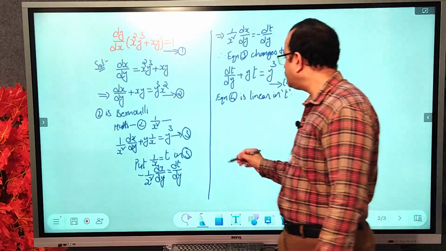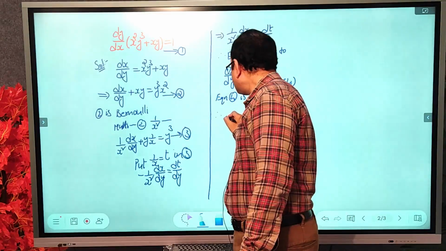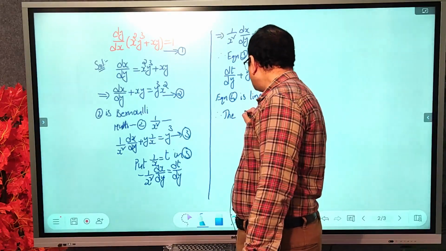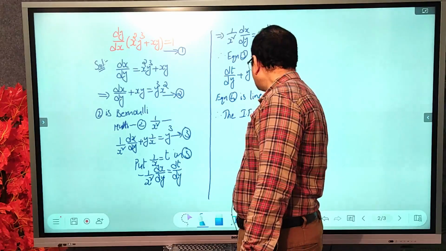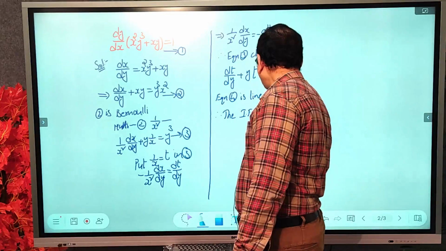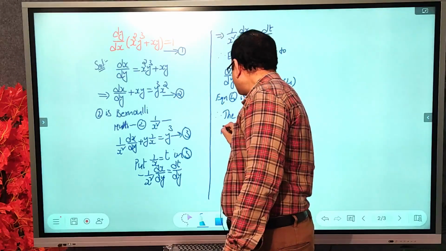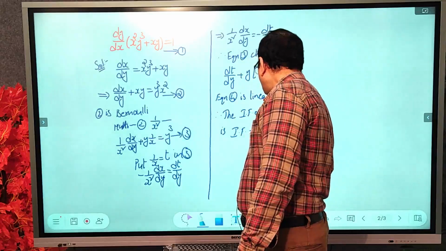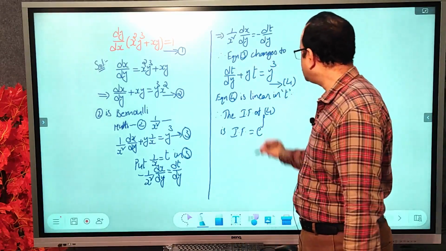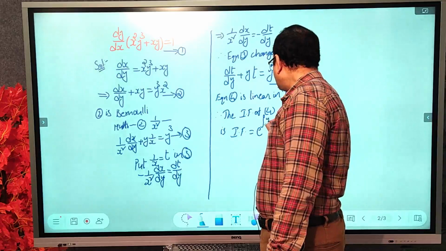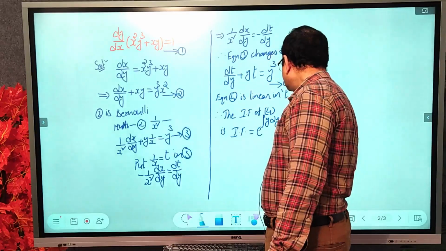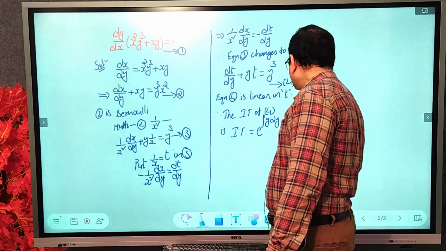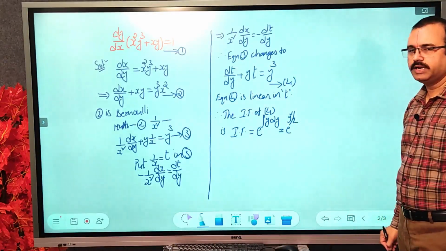So first of all you will take the integrating factor. Once you identify this is linear in t, therefore the integrating factor of equation 4 is equal to e power integral of, what is the coefficient of t here, y into dy. So this is nothing but e power integral of y, which means we have y square by 2. So that is the integrating factor.